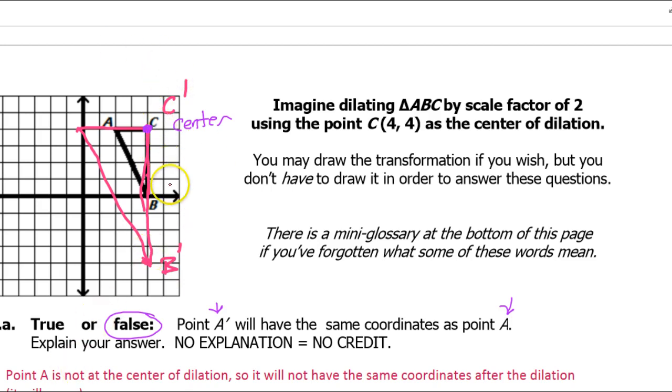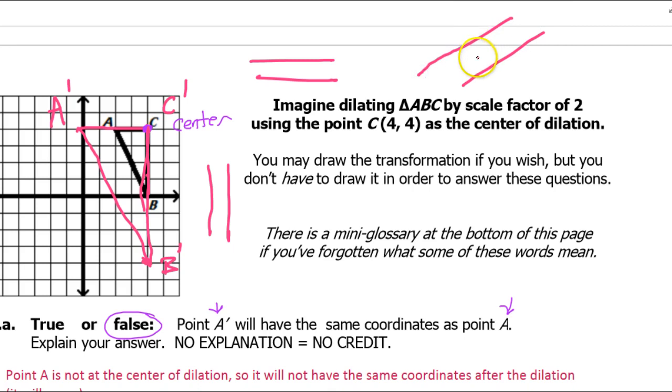Okay, in fact, when you do a dilation, all of the sides remain parallel. So see the original pre-image of AB. The image A prime B prime is going to be parallel to the original. The sides stay parallel. So if the original line is vertical, the image is going to be vertical. If the original line is horizontal, the image is going to be horizontal. If the original line, the pre-image, is diagonal, then the image will also be diagonal. It's going to be parallel.